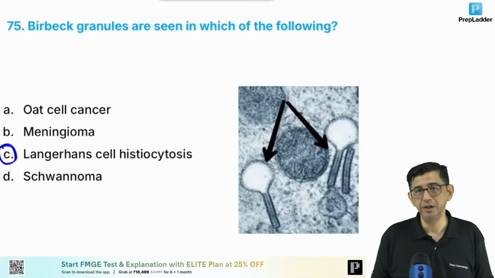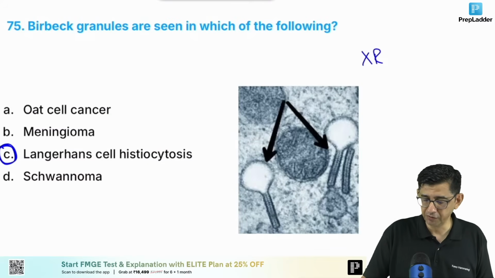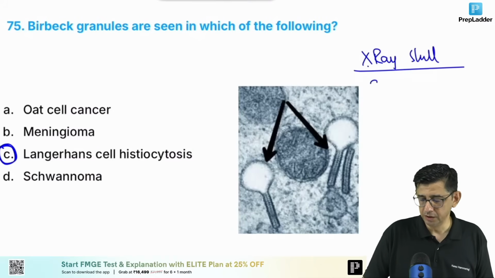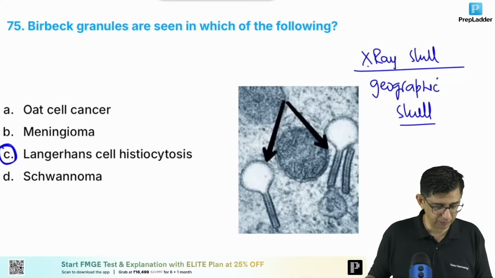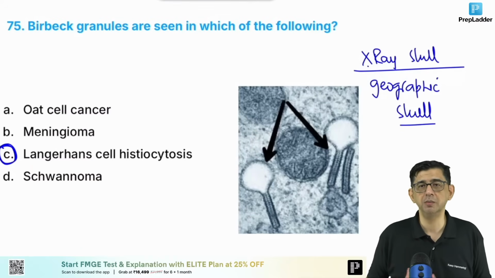And in a child, you might be having an X-ray skull showing geographical skull. So every time you get an X-ray skull in a child, and he says geographical skull, then the same condition is to be considered, which will cause permeating lesions in the skull of the patient. The correct answer is option number C.